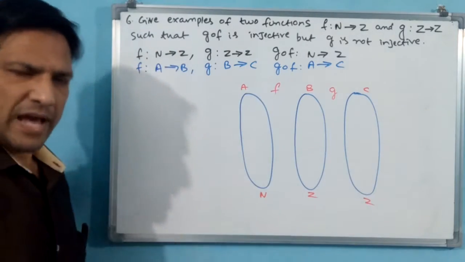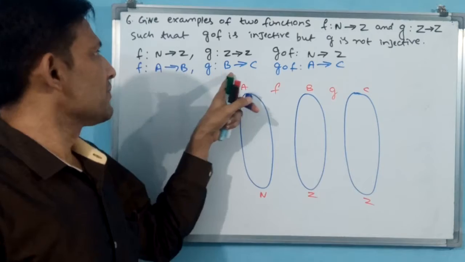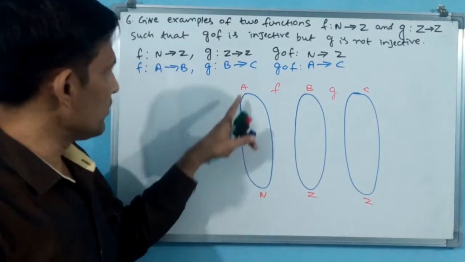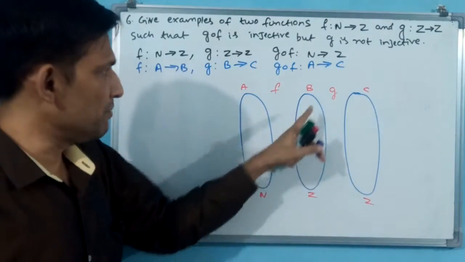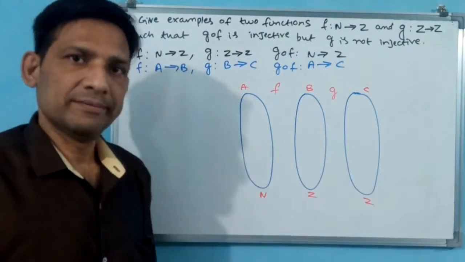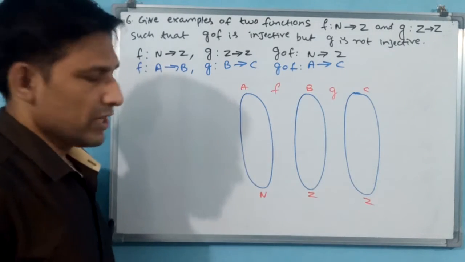This is GOF. As we know, if F is from A to B and G is from B to C, GOF is A to C. This we know. That means GOF is from A to C. Directly we have to see B. GOF don't consider, but connection should be there. Okay, relation should be there. Connection means here relation.